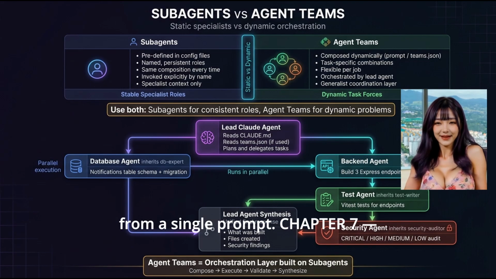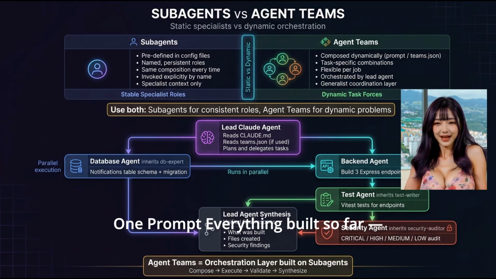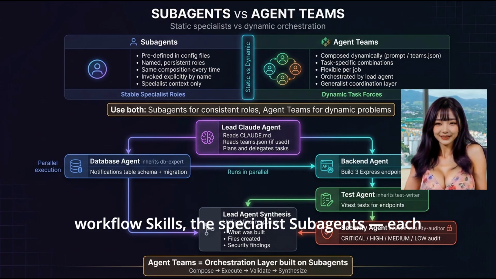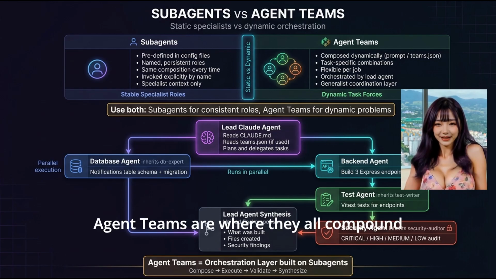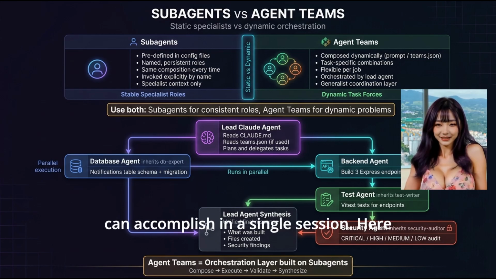Chapter 7. Agent teams orchestrate the whole stack from one prompt. Everything built so far, the 3-layer memory, the live connections, the safety hooks, the workflow, skills, the specialist subagents, each piece valuable on its own. Agent teams are where they all compound into something that changes what one developer can accomplish in a single session.